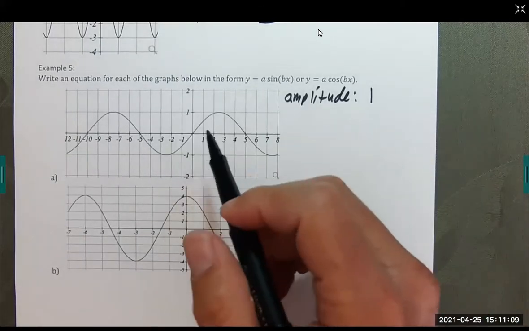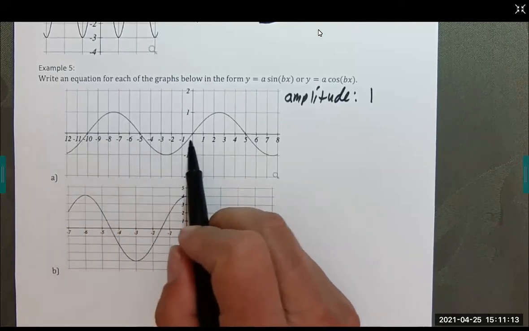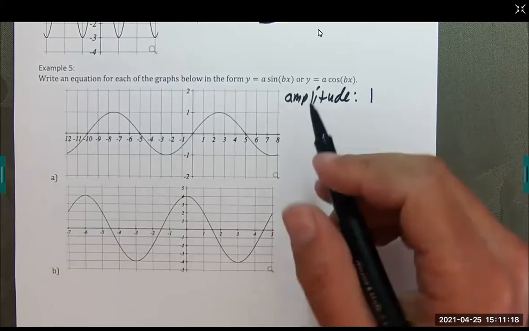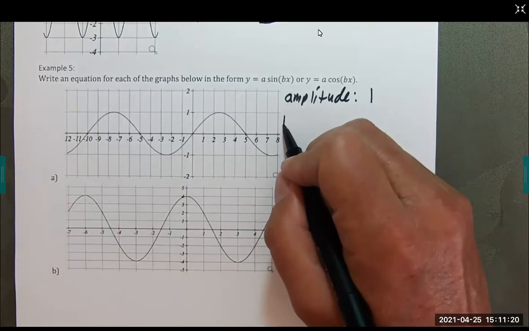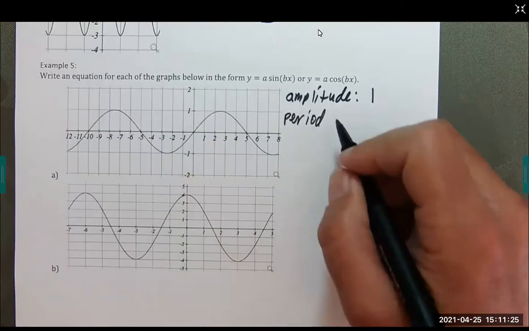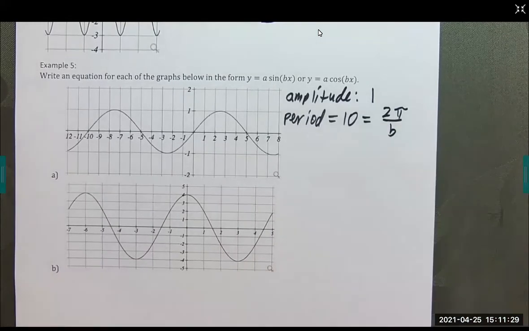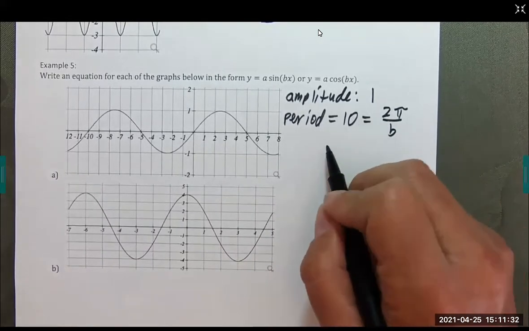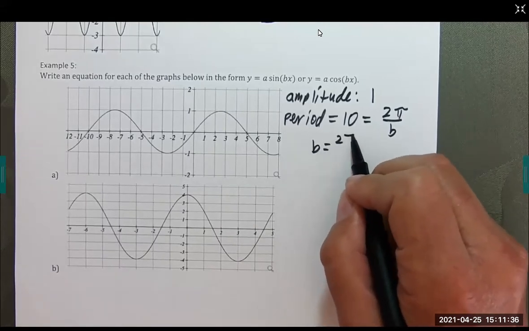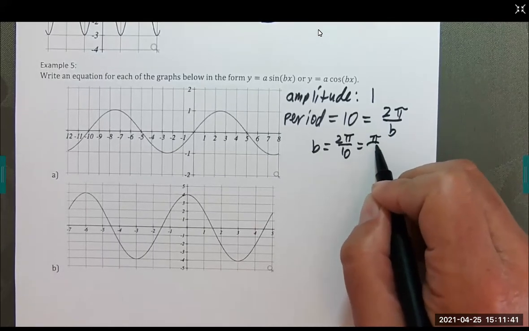Period, do you see it cycles from here to here? So it looks like the period is 10, right? This goes here, halfway is at 5, it would continue on to 10. So the period in this case, and what we're looking for is that b now, 10 is equal to 2 times pi over b. Well, no problem. That means that b, if I cross multiply and divide, is 2 pi over 10, which is pi over 5.